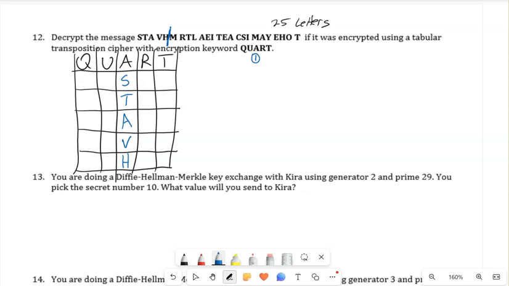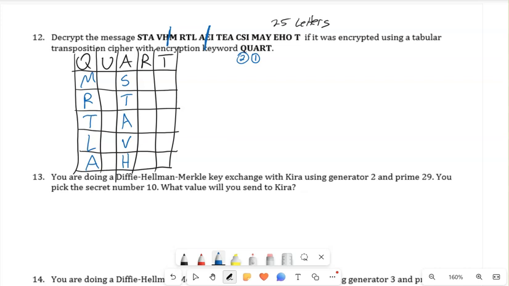All right, the next 1, 2, 3, 4, 5. The next are MRTLA. We have to figure out what column's next. So we look at the word quart and see what's the second letter in that word in the alphabetical order. And it's Q. So we put the MRTLA in the Q column.